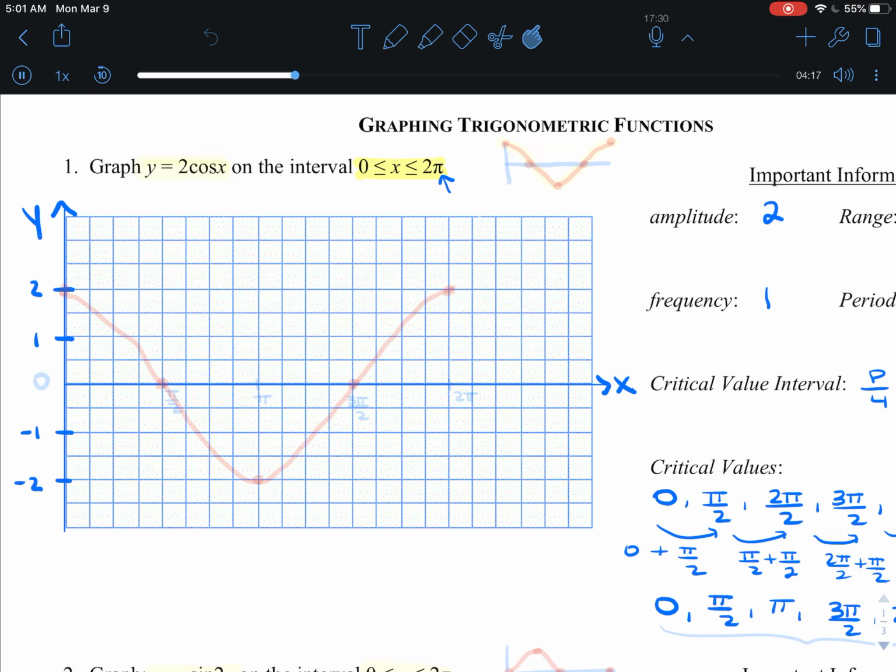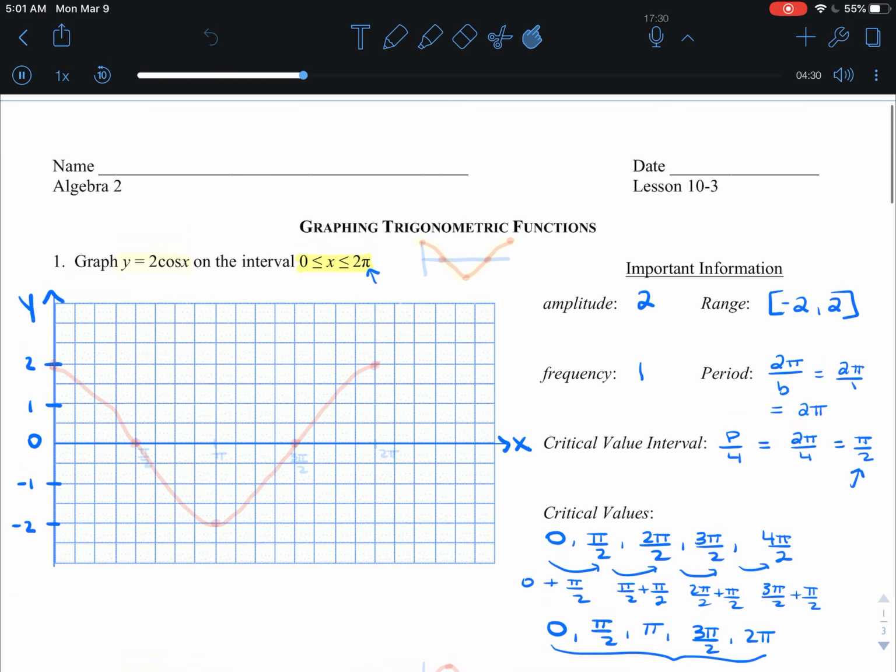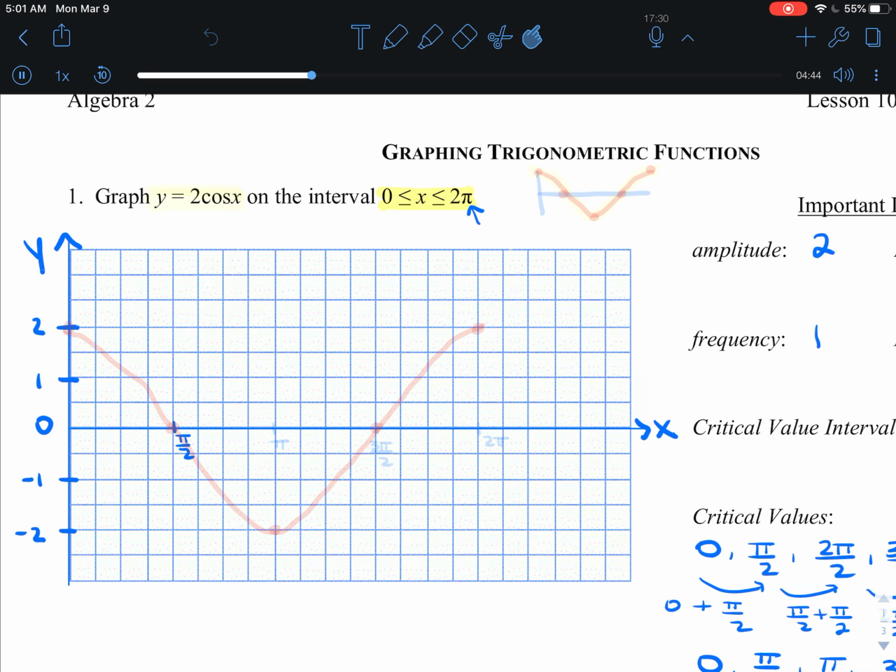And now I'm going to label my x-axis with my critical values. So again, we're only putting 4 numbers along my x-axis after 0. So for these 4 critical values, I'm going to skip a few boxes. I'm going to skip 4. So I'm going to go over 1, 2, 3, 4 boxes. Let that be pi over 2. Go over another 4 boxes. Let that be pi. Another 4 boxes, 3 pi over 2. And another 4 boxes, 2 pi.